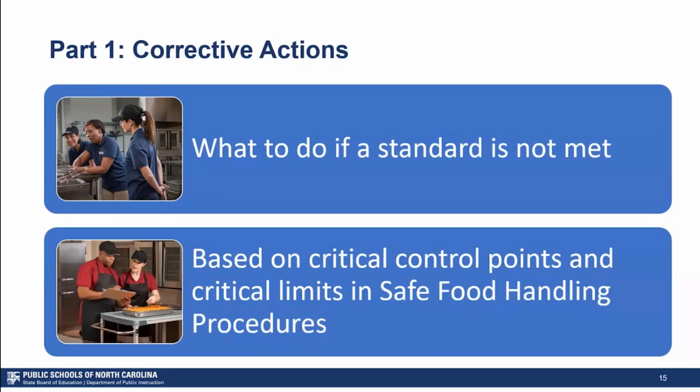So as part of the HACCP plan, we have to include corrective actions. If you have an issue with a safe food handling or prerequisite program procedure not working properly or being followed, go to the corrective actions section of Part 1 to see how to address it and fix the issue.